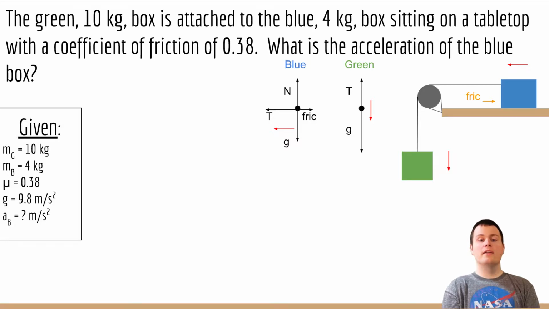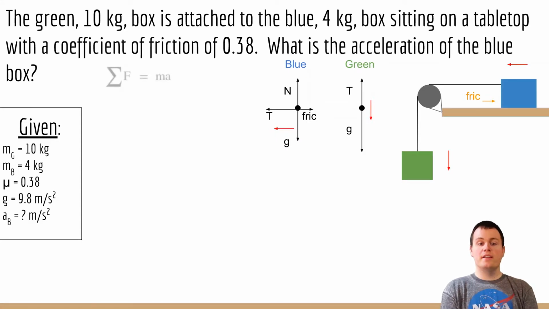For the blue block, it's a little more complicated. We still have gravity pulling down, and the normal force from the table pushing up. We also have the force of tension pulling it off the side of the table, and friction pulling against the force of tension. Again, we assume it's going to be moving in the same direction as the tension, so I'm going to name that as the positive direction.